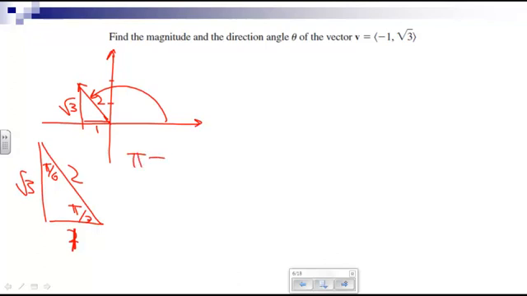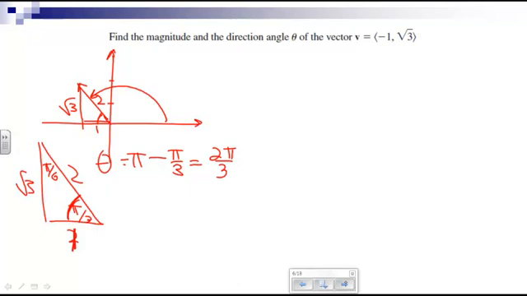Pi minus, and again, this angle here is that angle there, pi minus pi over 3. Or the angle theta is 2 pi over 3. And what about the magnitude?